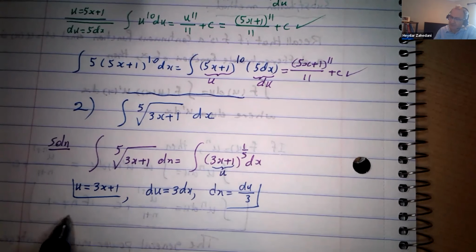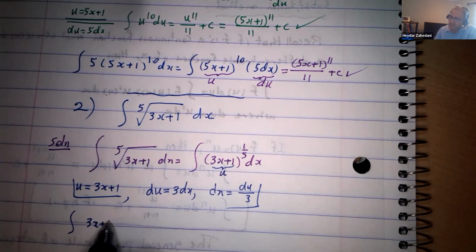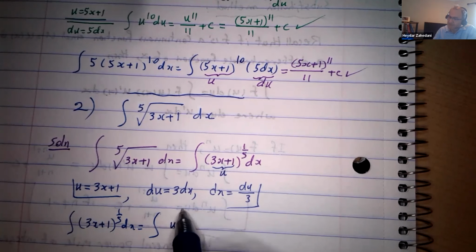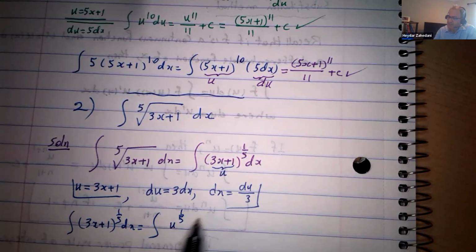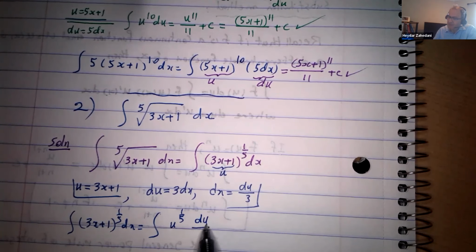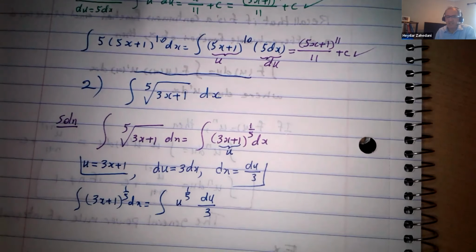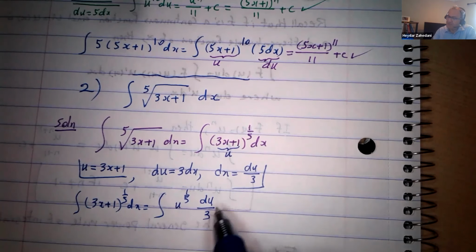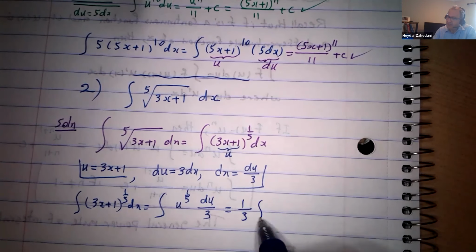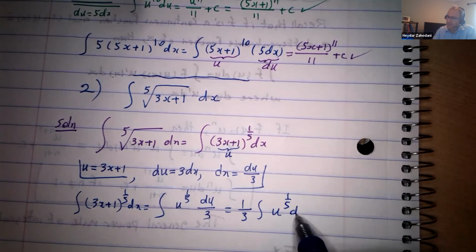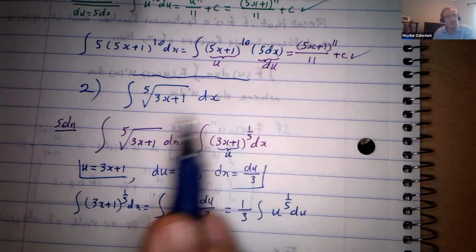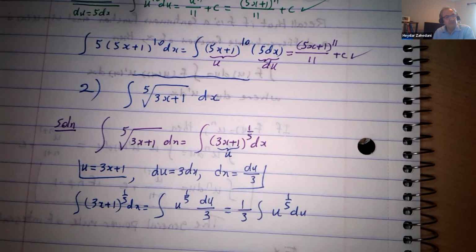Go back, substitute. So you have (3x plus 1) to the 1/5 dx, which is going to be equal to, 3x plus 1 is u, so it's going to be u to the 1/5 dx. What is the dx? The dx is the du over 3. You see there is an extra term here, a 1/3. You cannot simplify it, you can pull it out. So it's going to be 1/3 u to the 1/5 du. That's exactly what you were expecting, because that was (3x plus 1) to the 1/5. So we change it to u to the 1/5 du.